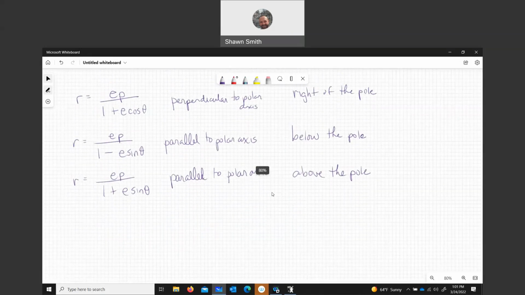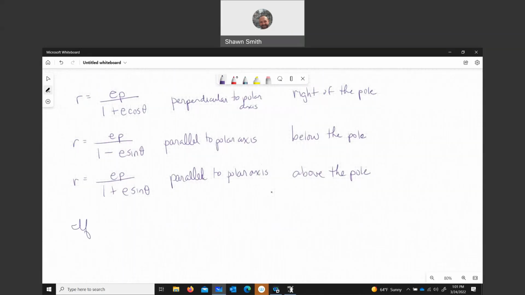Their eccentricities, if E equals 1, this is a parabola. The axis of symmetry isn't all that important because, like I said, you can put this on a graphing calculator and see what its graph would be. The axis of symmetry is perpendicular to the directrix.